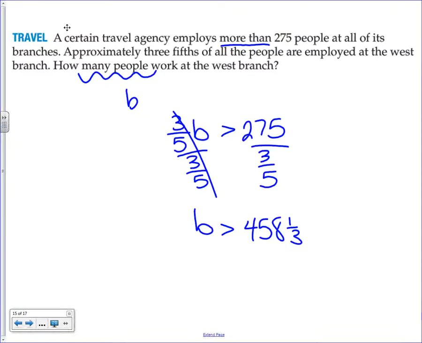Hey, we'd still be using G. Okay, so am I gonna make this 458 or 459? In this situation, what makes sense? 458. Yeah. What kind of sentence are you gonna write me? 458 employees in the West Branch.